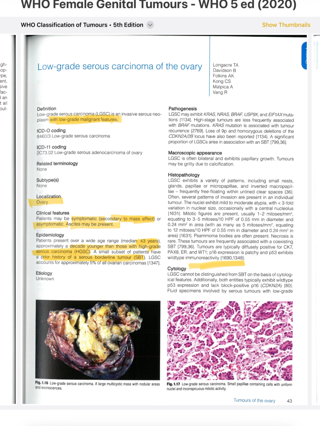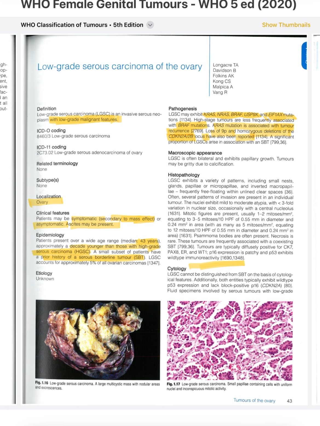Now, if we talk about pathogenesis, they can exhibit KRAS, NRAS, BRAF, USP9X, and AIF1AX mutations. High grade tumors are less frequently associated with BRAF mutation. KRAS mutation is associated with tumor recurrence. Loss of 9p and homozygous deletion of the CDKN2A/2B locus have also been reported. A significant proportion of low grade serous carcinomas arise in association with serous borderline tumor.